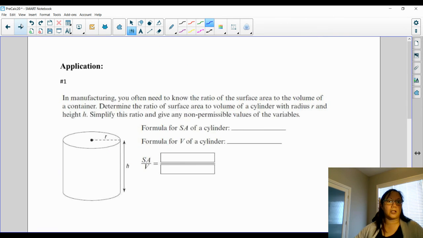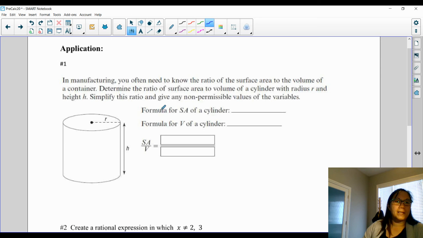Okay, taking a look at the last question here. This is an application question. So a word problem, in other words, your guys' favorite. Okay, in manufacturing, you often need to know the ratio of the surface area to the volume of a container. Determine the ratio of surface area to volume of a cylinder with radius r and height h. Simplify this ratio and give any non-permissible values of the variables.